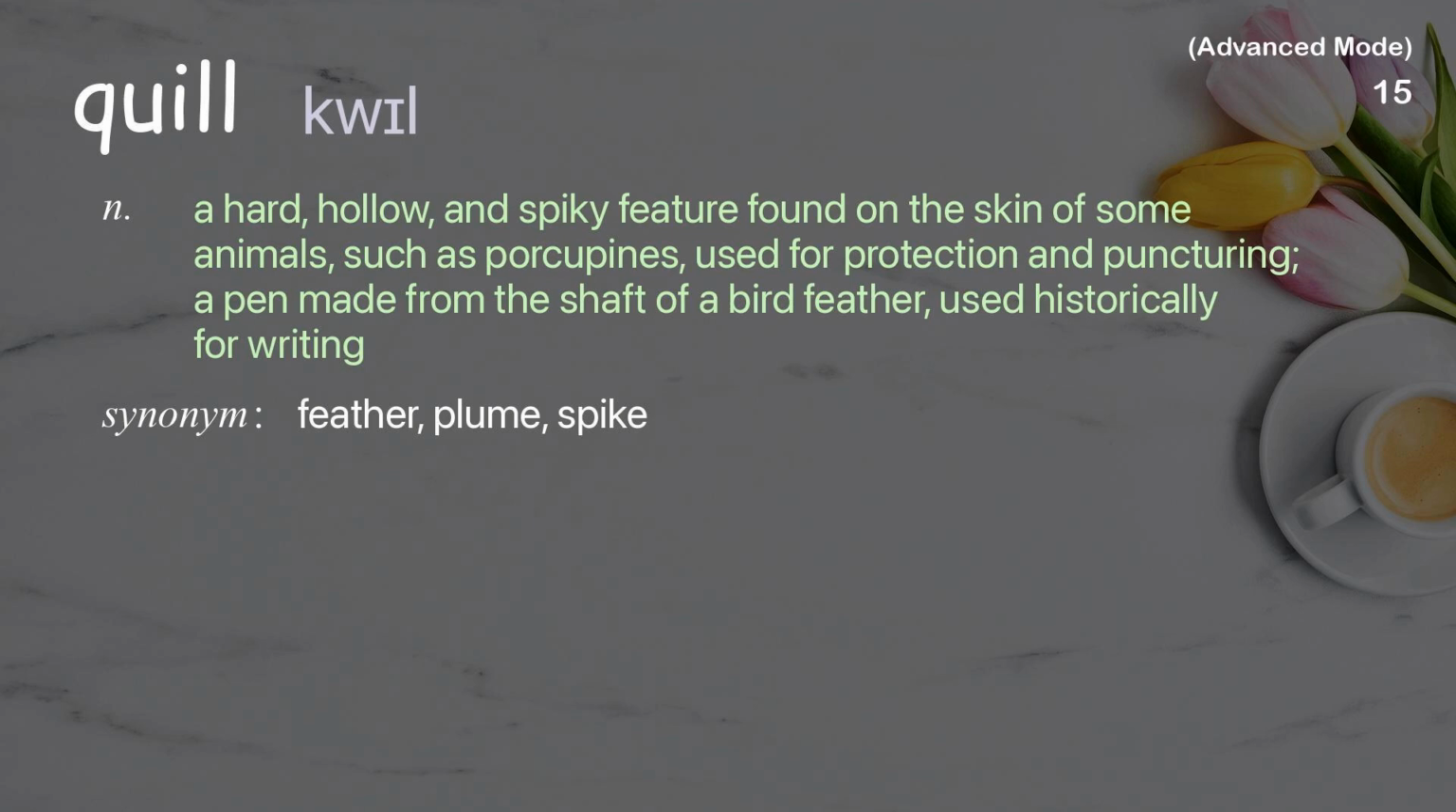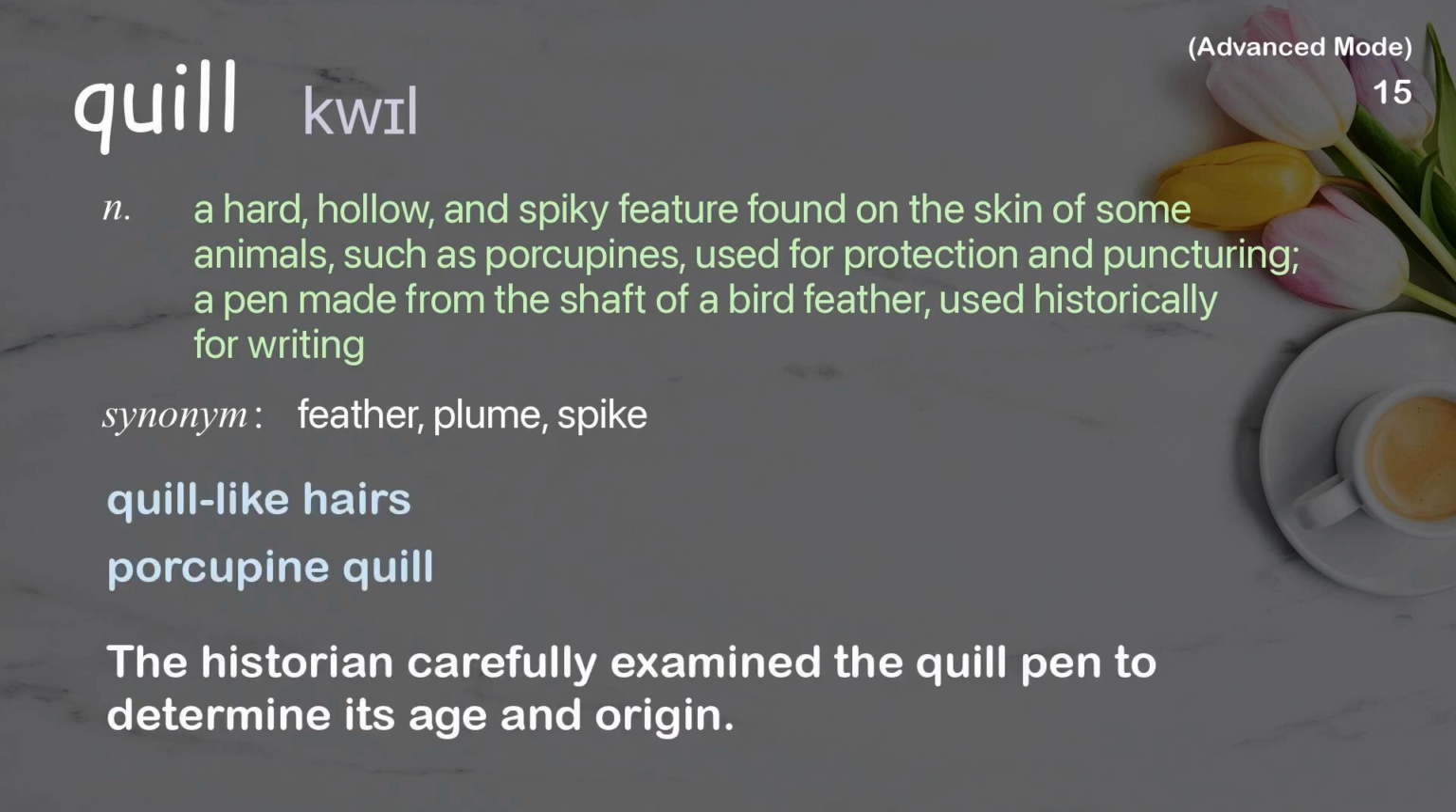Quill. A hard, hollow, and spiky feature found on the skin of some animals, such as porcupines, used for protection and puncturing. A pen made from the shaft of a bird feather, used historically for writing. Examples: Quill-like hairs. Porcupine quill. The historian carefully examined the quill pen to determine its age and origin.